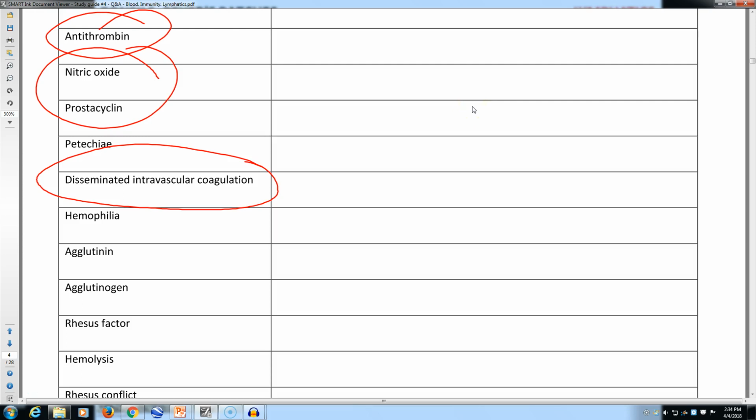Agglutinin, agglutinogen. Remember, agglutinins are antibodies like anti-B, anti-A. And agglutinogens are A or B. The agglutinogens are present on the surface of red blood cells. Rhesus factor, just know that it's one of the blood antigens. That's as far as it goes.